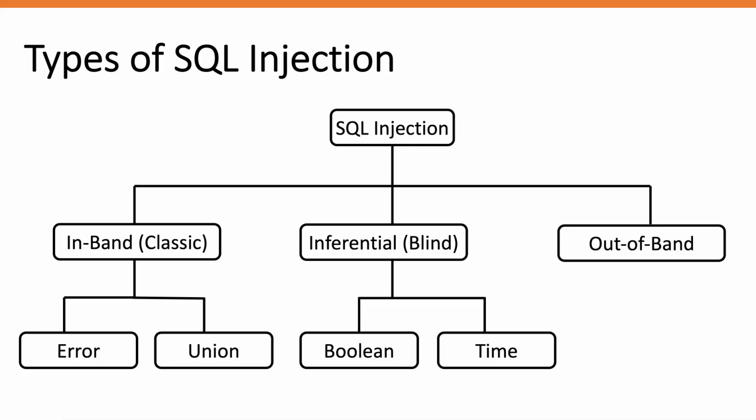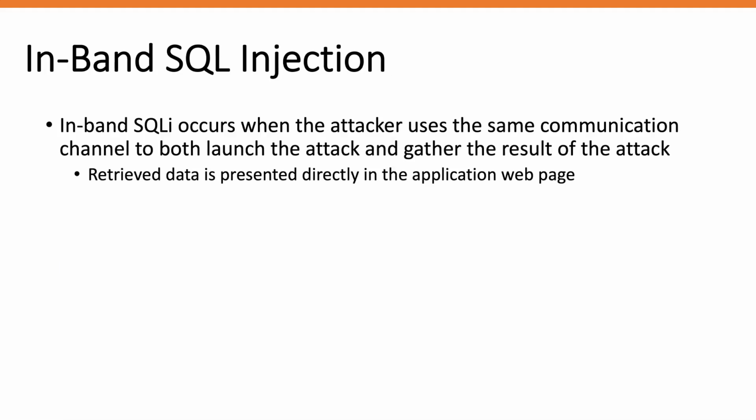Okay, let's go more in depth about each type, starting with in-band or classic SQL injection. We talked about in-band SQL injection vulnerabilities occurring when the attacker is able to use the same communication channel to both launch an attack and gather the results of an attack. So to put this in plain, simple English, if you exploit a SQL injection vulnerability by sending a SQL payload in one of the fields of an application, and then you see the result of your SQL payload presented directly to you in the application, then this falls under the category of in-band SQL injection.